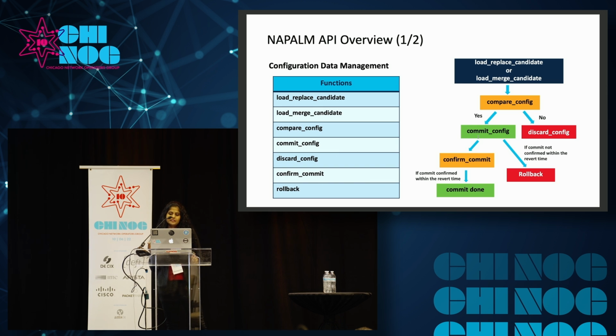Once you commit the config, for a few platforms, there is a feature called confirm commit. While doing commit config, you have to provide a revert time. Within this revert time, if you execute confirm commit, then your commit will be completed successfully. And if you don't do confirm commit, then it will roll back. And after commit is completed also, you can always roll back the previous commit.